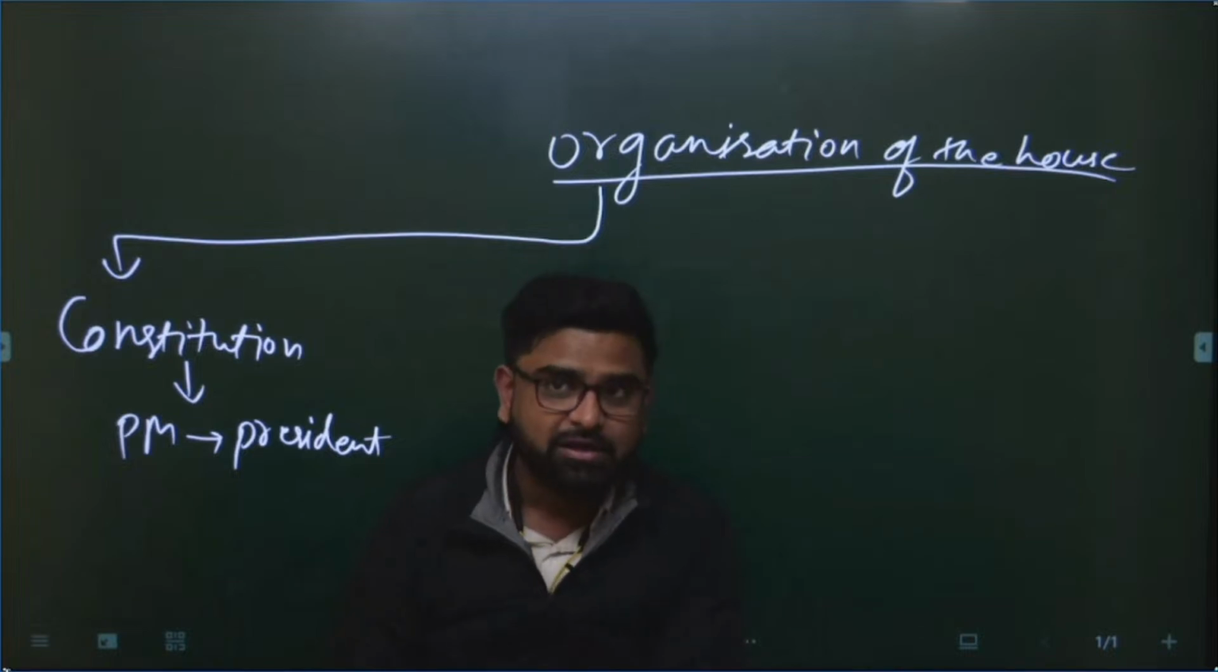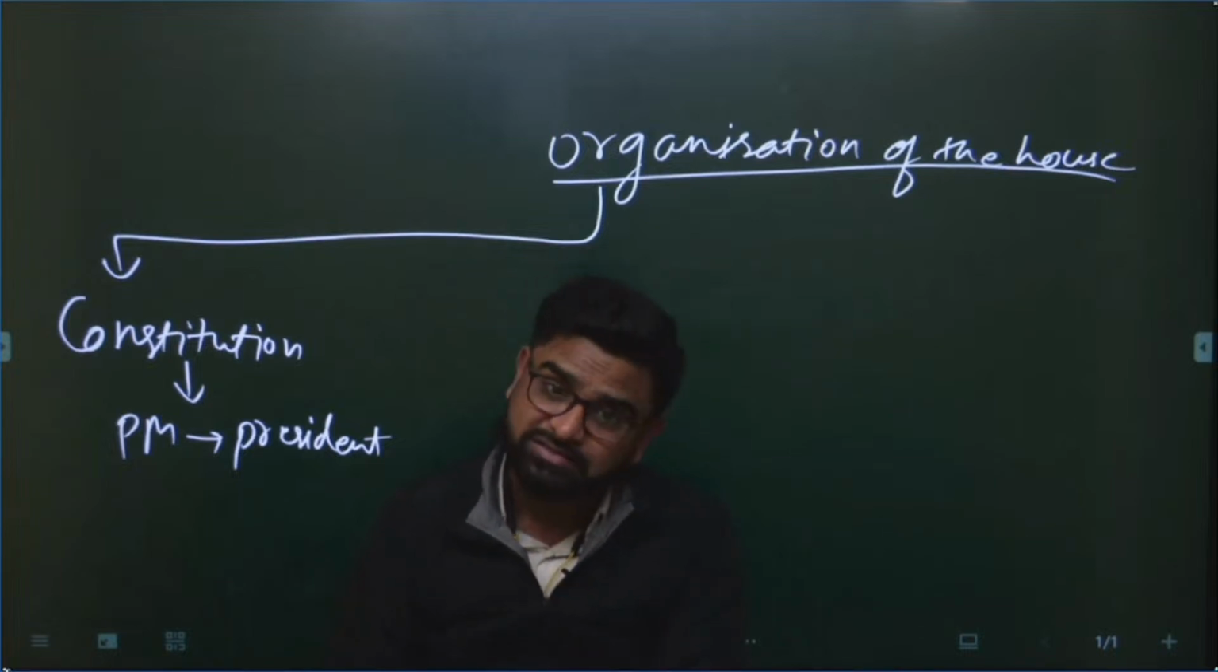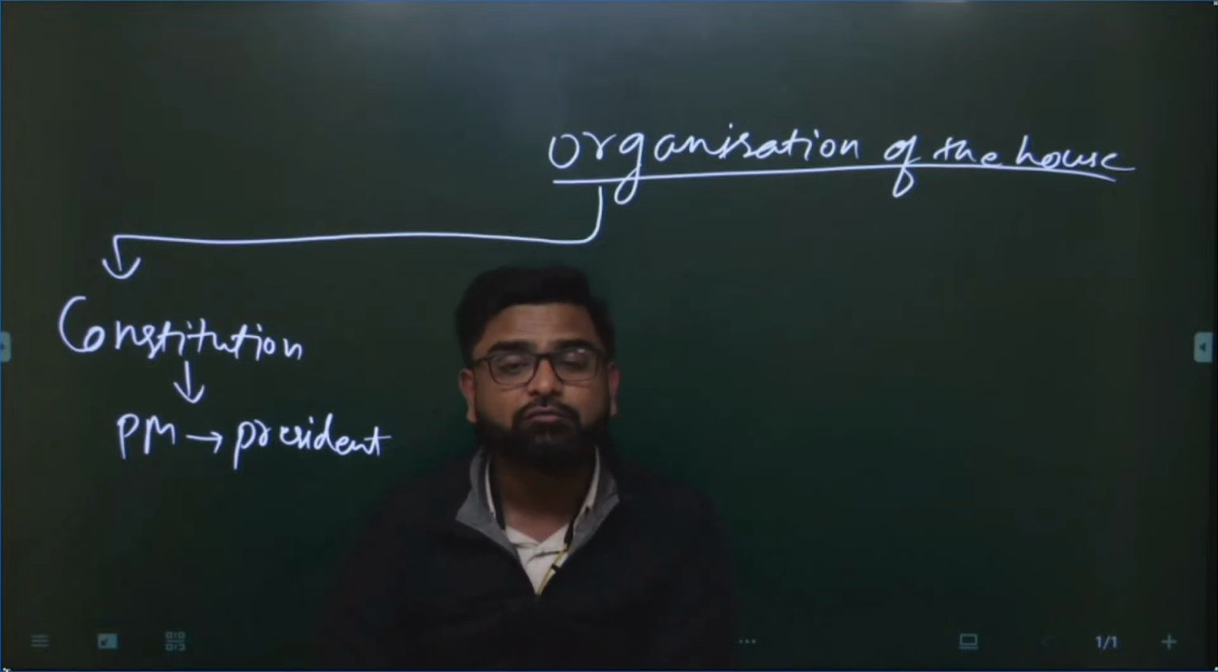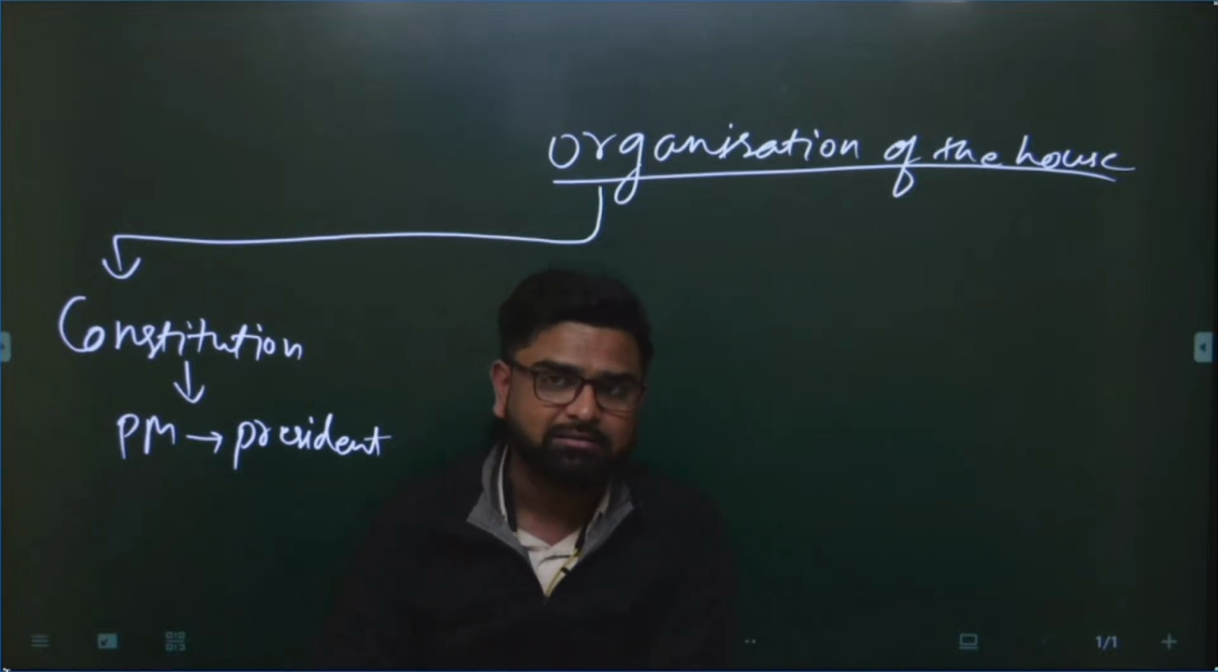अब ठीक है, अब problem क्या है? That the executive has the power to convene the legislature. So if the executive wants to evade accountability, it can just never convene the legislature.